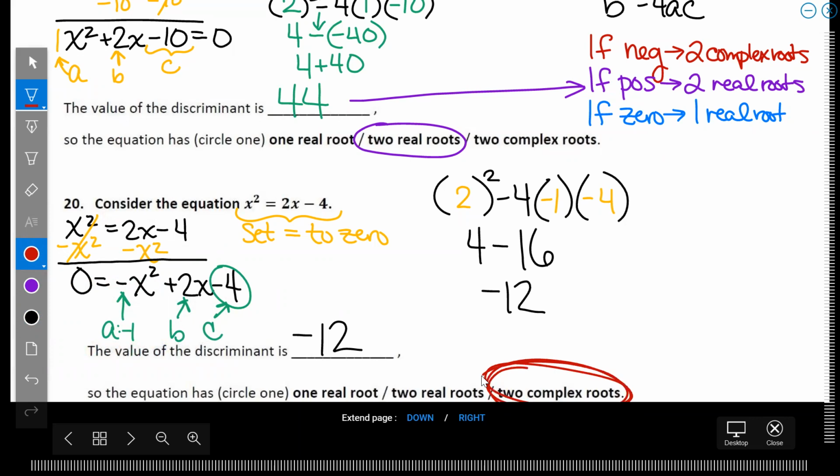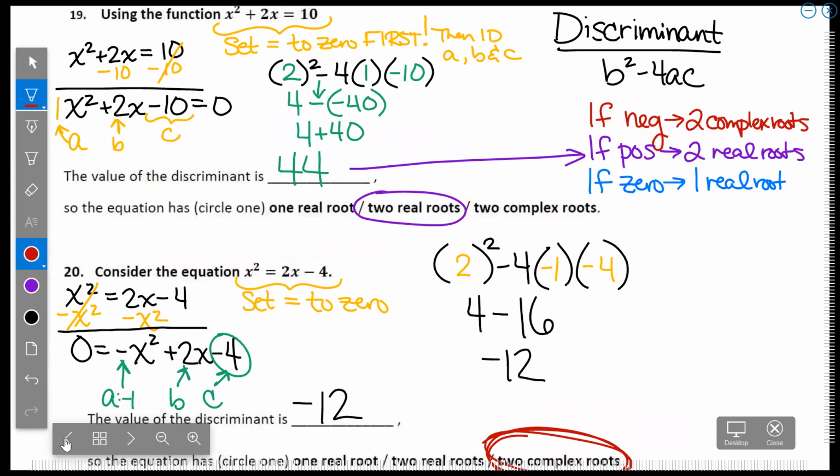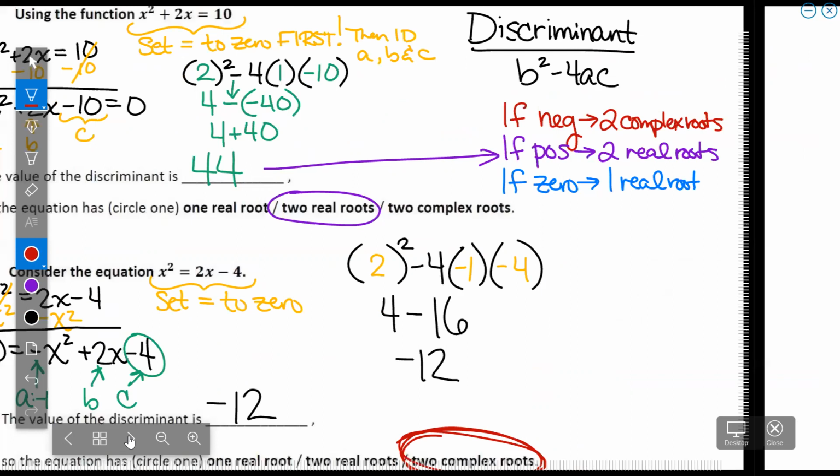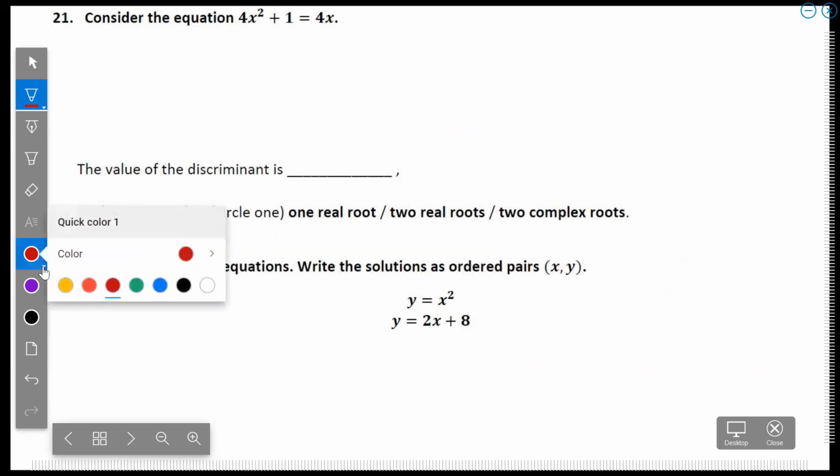All right. Let's do one more like that one. Do you guys need me to go back? All right. All righty. Let's look at one more like that. And then we'll solve the system. What do I need to do to this first? Set it equal to 0.